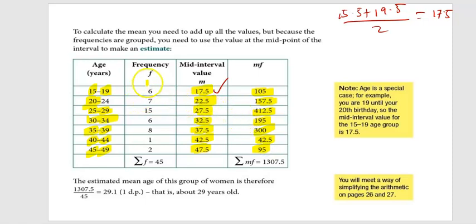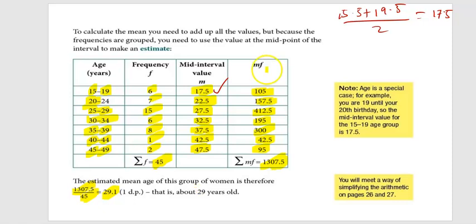Now we can take the total of the frequencies. We add them up: 6 plus 7 plus 15 plus 6 plus 8 plus 1 plus 2 gives you 45. Now we add 105 plus 157.5 plus 412.5 plus 195 plus 300 plus 42.5 plus 95. All will give you 1307.5. And you are able now to see that we can take the summation of mf divided by the summation of f to get the mean. So the estimated mean will be 1307.5 divided by 45. We should get 29.1 to 1 decimal place. So that is about 29 years old.